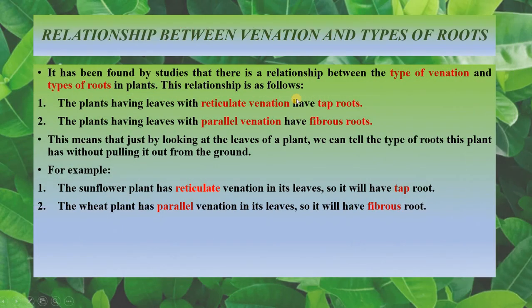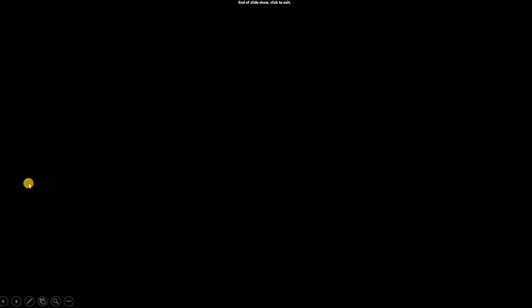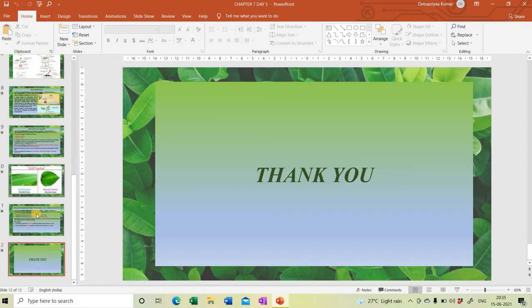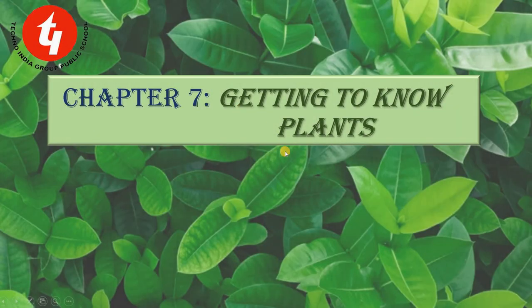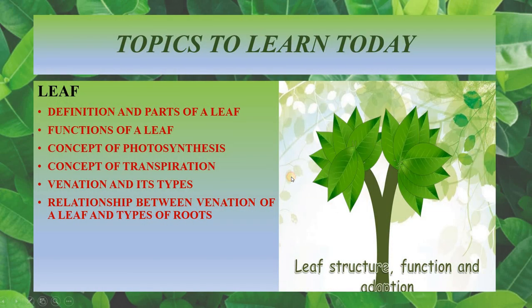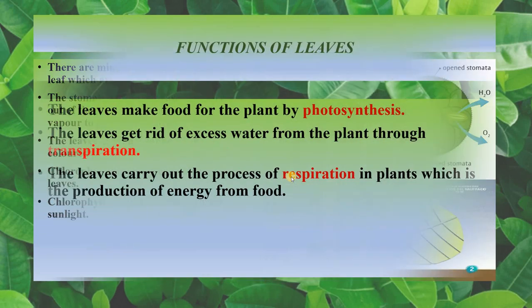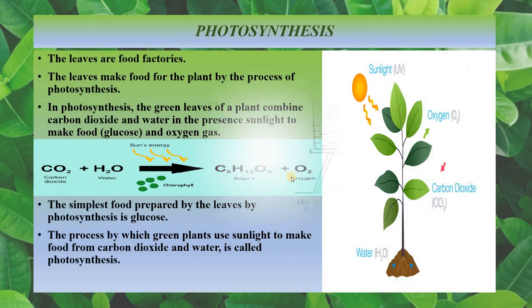Examples of a few plants which have parallel venation are, here you see I have written, just a minute. The next slide I have written. Sorry. Sorry for the interruption. Extremely sorry for the interruption.